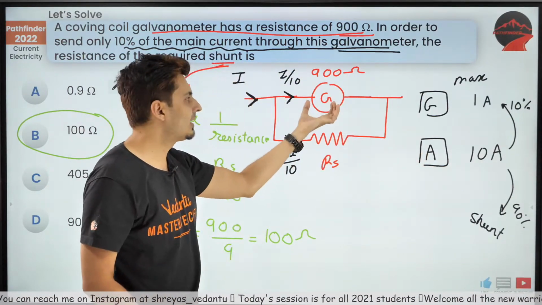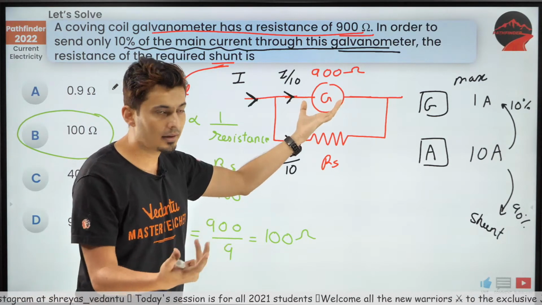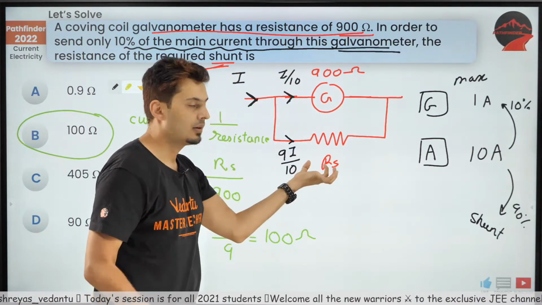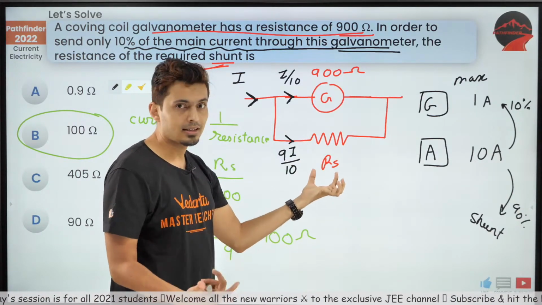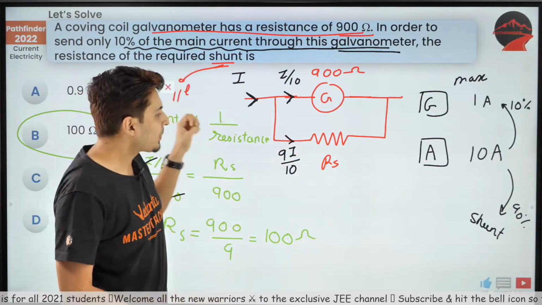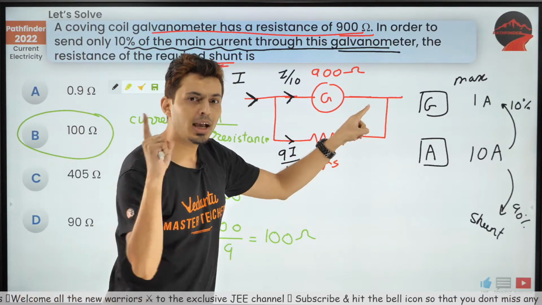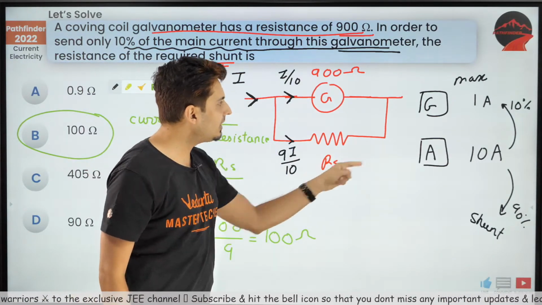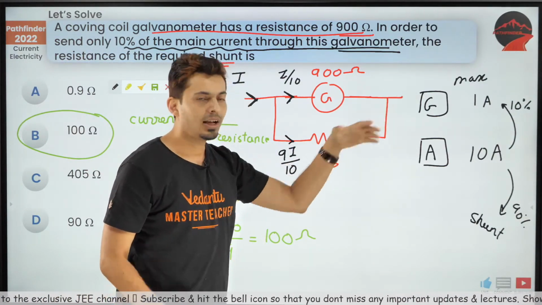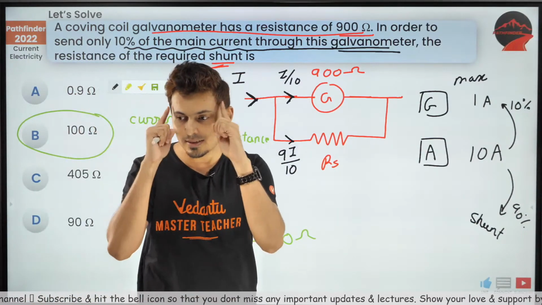If the galvanometer resistance is 900 ohms, for example, then you will connect a resistance of 100 ohms in parallel, that's called the shunt, so that when 10 amperes come, only 1 ampere will flow and the galvanometer will deflect and you can measure that. The remaining 9 amperes will go from here and that's okay, you have bypassed it. I hope this concept is clear.